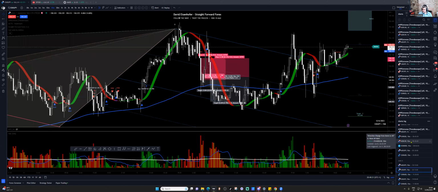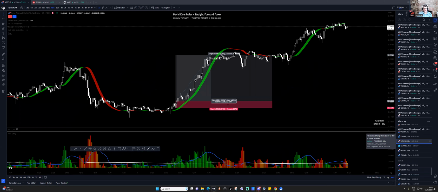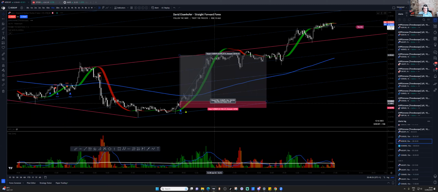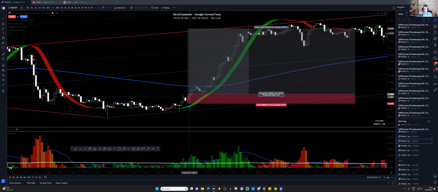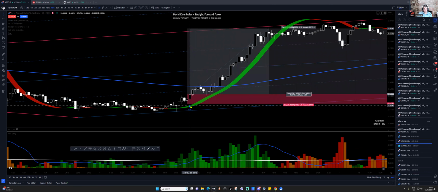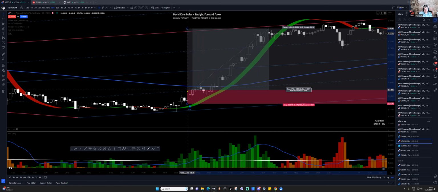US 30 and Chef. I think this is the only one I've actually marked up wrong. I'm not sure it was on the original video. And Chef, it is an early entry. It should have been on the candle after, so the stop should have been there. My bad. But yeah, valid trade.